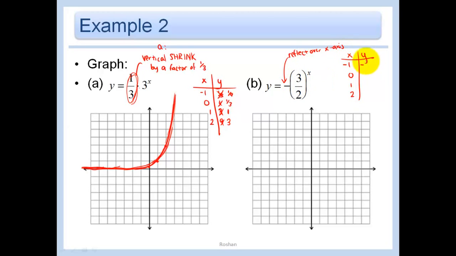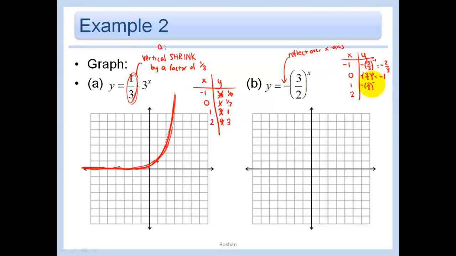When I do -3/2 to the -1, well, 3/2 to the -1 just flips it over, and then I have a negative out in front. So again, I applied the -1 power first. PEMDAS, you must do the exponents first, and then I just put the opposite in front. When I do -3/2 to the 0 power, I get -1. Anything to the 0 power is 1, and then I apply the negative last.